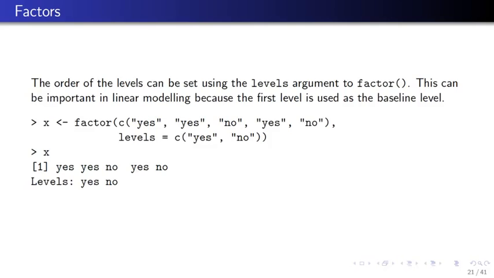So now when I print out the x object, you see that the elements are still the same. They're still yes, yes, no, but the levels attribute is reversed. It's because yes is the first level and no is the second level.